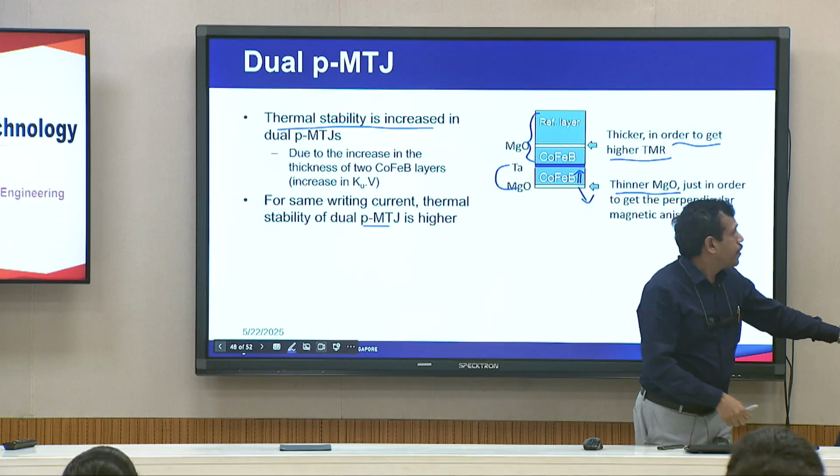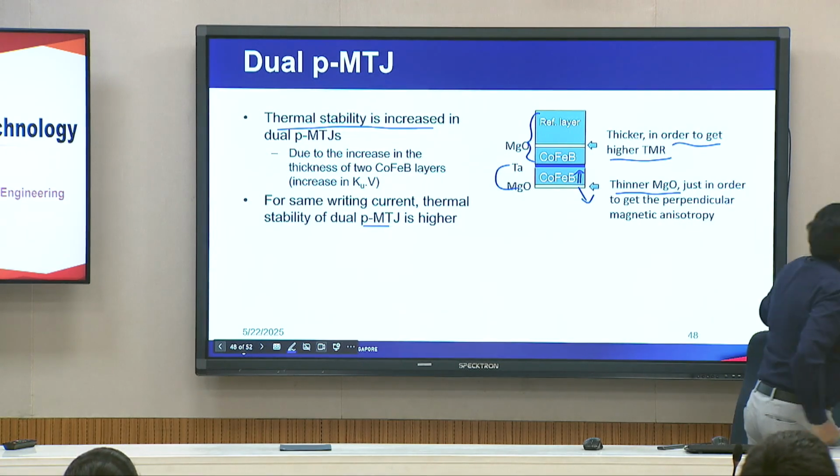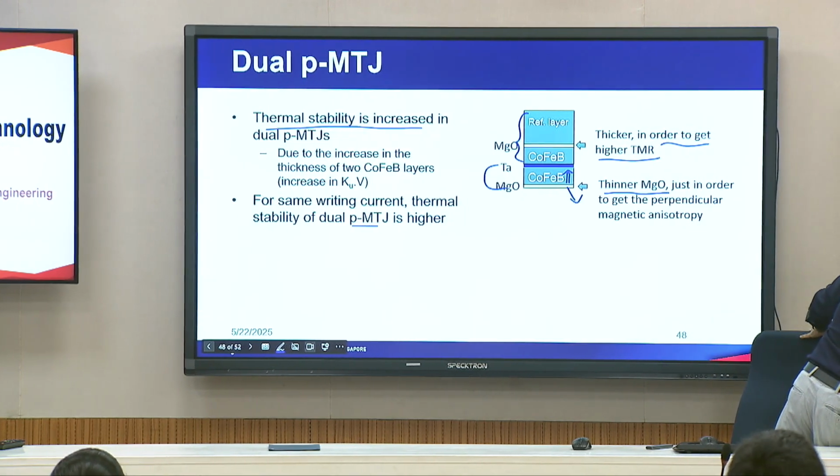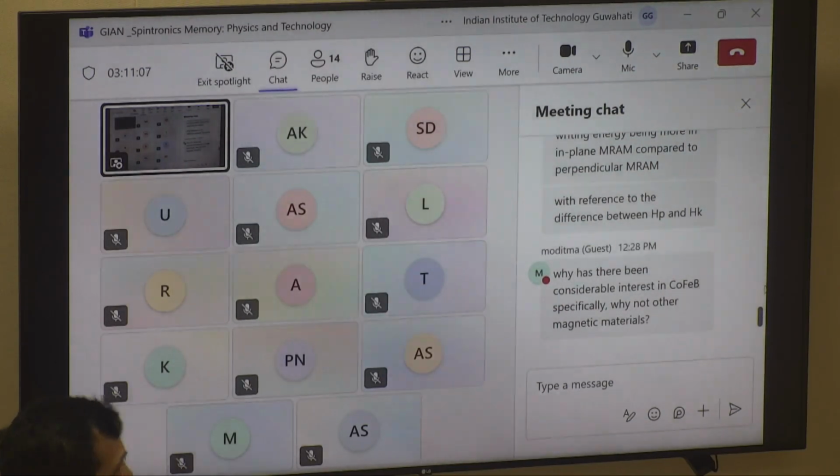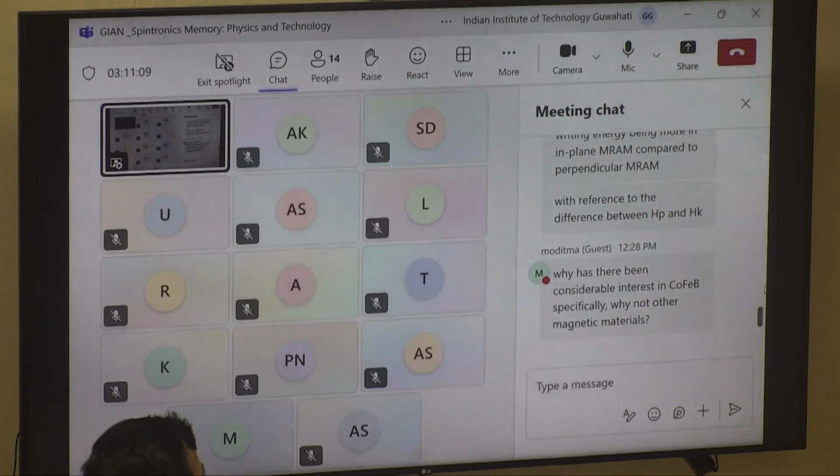Any question? So what magnetic material you suggest besides cobalt and boron? You tell me, Moditma.